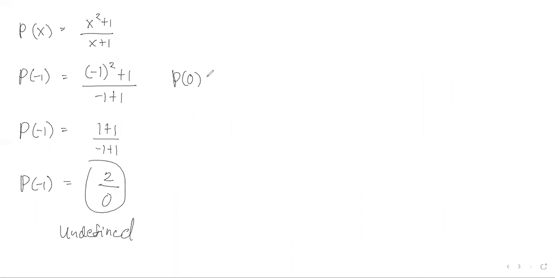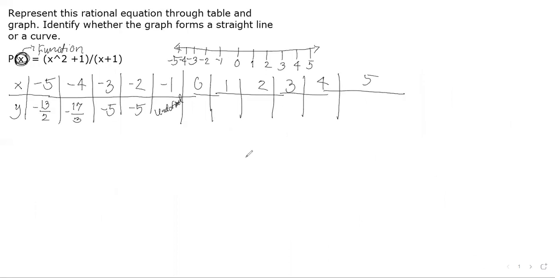So next is 0. 0 squared plus 1 over 0 plus 1. P of 0, 1 over 1. And p of 0, that is just 1. Okay, kaya pa-plot natin siya. So, at x is equal to 0, the function is just equal to 1.